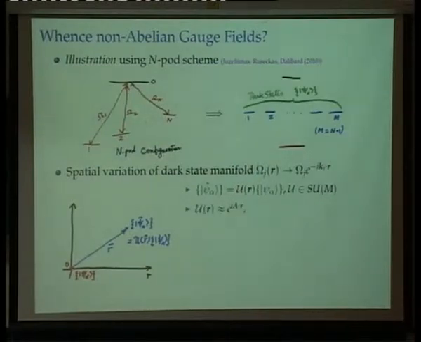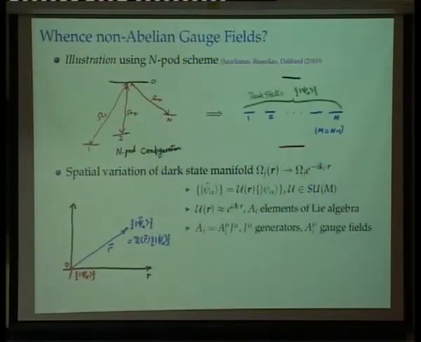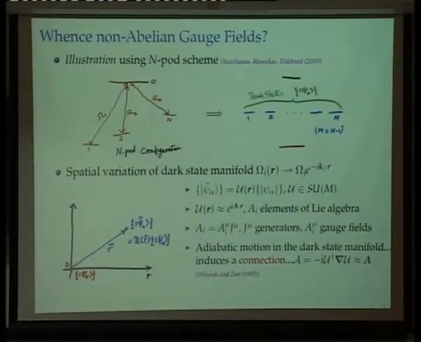So matters can be arranged in such a way that the most important term is U of R, which is the exponential of A times R, where R is the position vector, and A has to be some element of the Lie algebra, a linear combination of the generators. For every direction, that is X, Y, and Z, you need one element of the Lie algebra. So I have these A_i, which are elements of the Lie algebra, and I expand them in the Lie algebra basis, where J_mu are the generators. As the particle moves in this manifold, it sees an induced connection or gauge field, and that is what is written here.